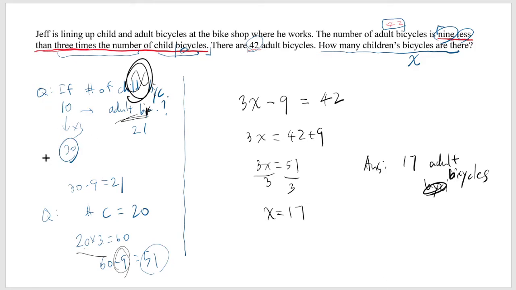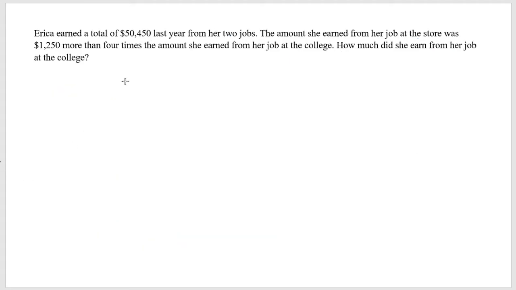Alright, so hopefully that was a good motivation for you, showing that word problems are not too bad if you can come up with a simpler question and answer it. Alright, here's the next question. Erica earned a total of $50,450 last year from her 2 jobs. The amount she earned from her job at the store was $1,250 more than 4 times the amount she earned from her job at the college. How much did she earn from her job at the college?